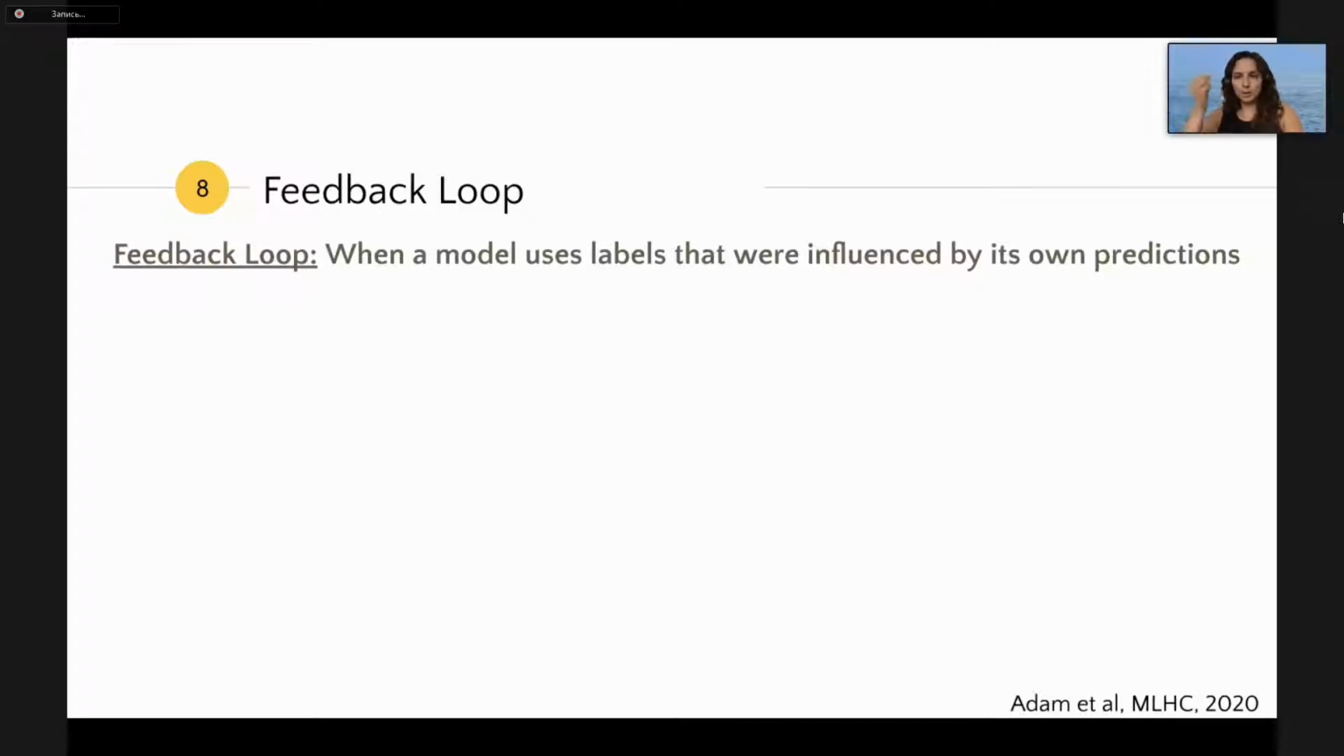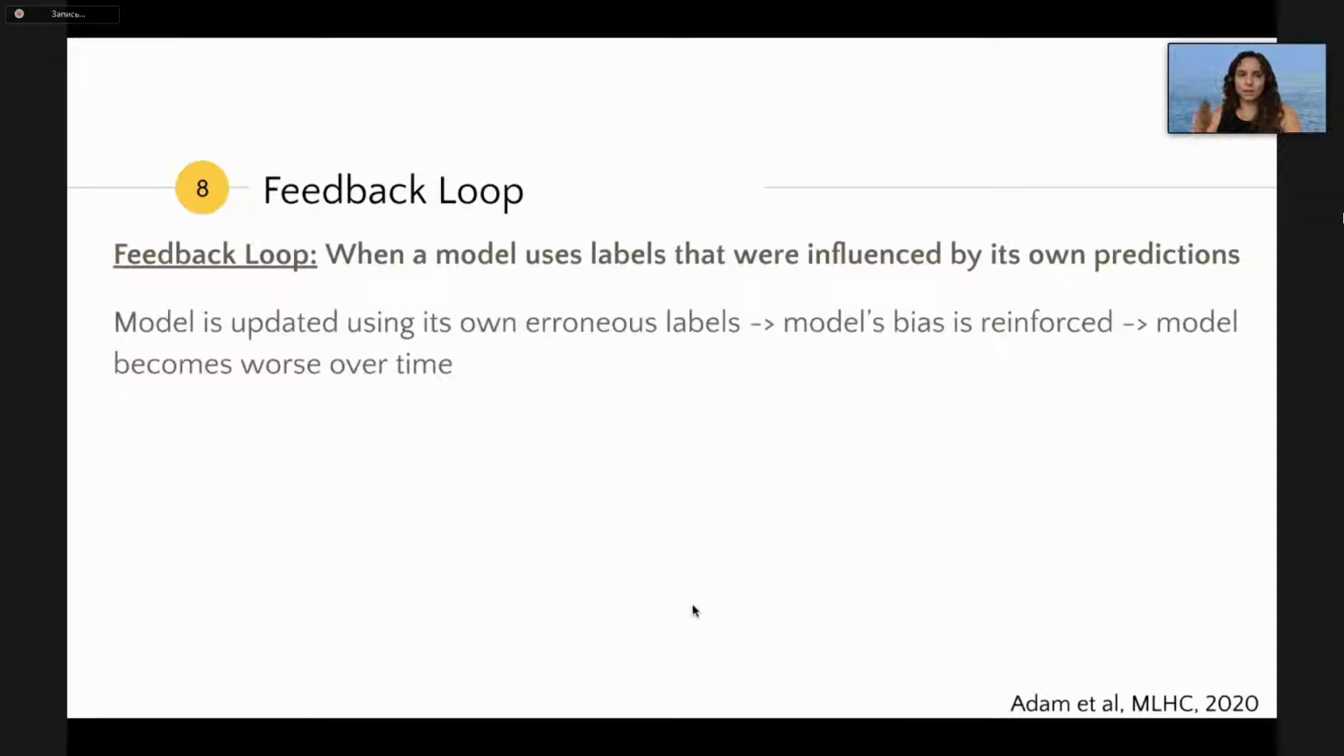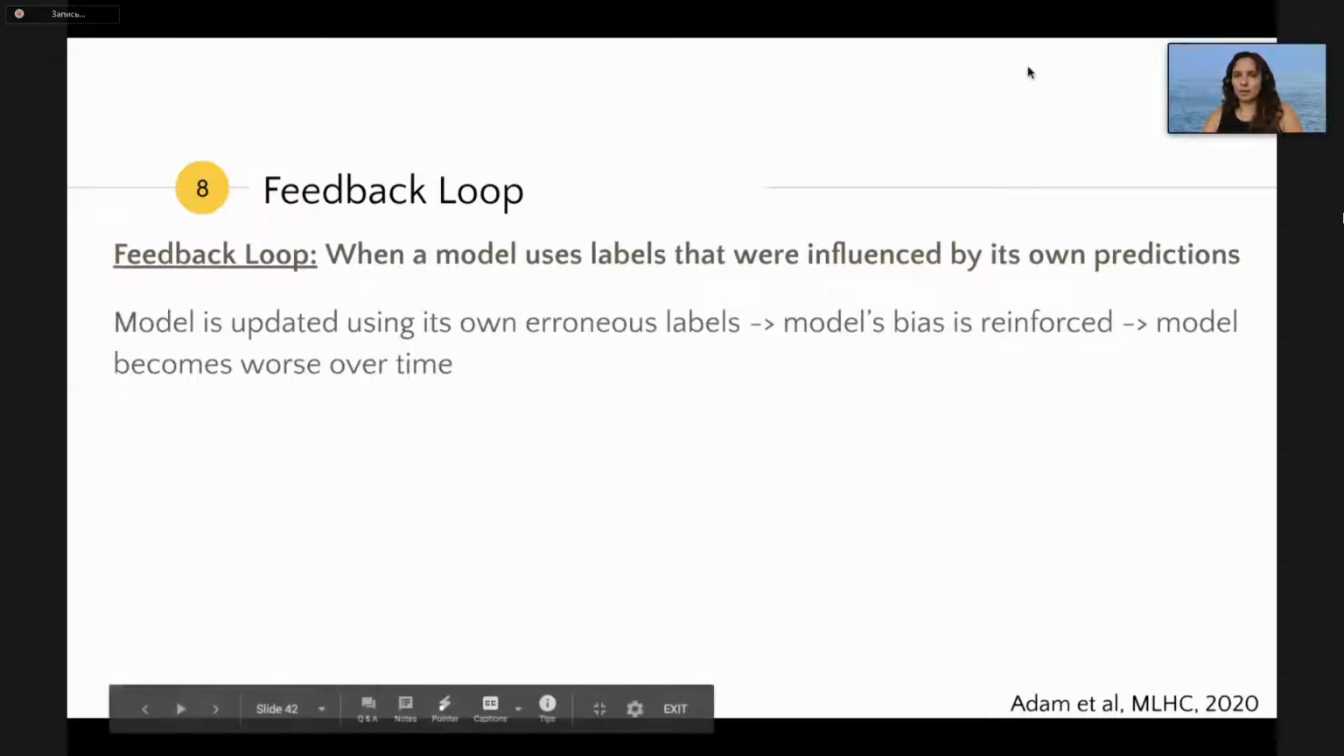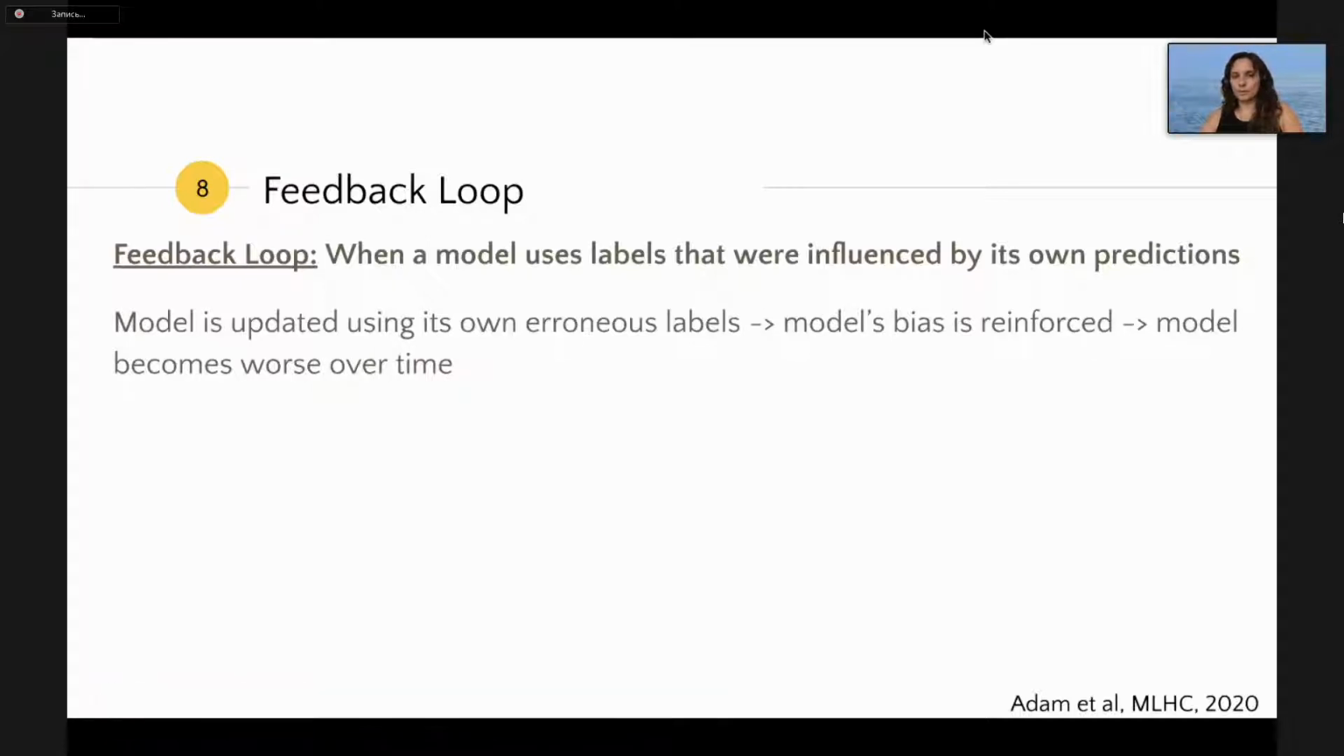And when that model is updated with this new information, now it's incorporating its own bias into the training. You see? So first the model is updated using its erroneous labels. The model's own bias is reinforced, and so the model becomes worse over time. So this study that we have done is really more about showing how bad this problem is. And of course, in healthcare, we are not expecting to have perfect models. We are expecting models to be making errors a lot, right? Because of the context, because of all the other things that I have listed in the last hour.